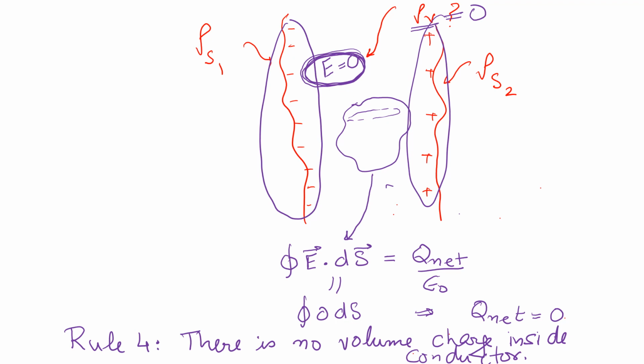So let's summarize the rules we have created so far. We have said we take a conductor, put it in an external electric field, we will start inducing charges on the surface such that electrons start collecting towards the electric field, leaving positive charges on the back end.